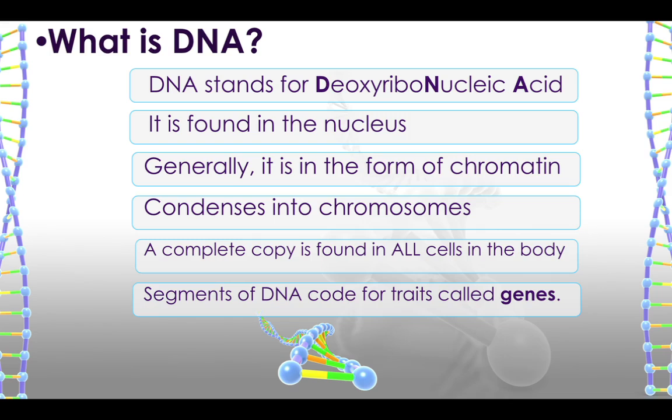Generally, DNA is going to be in the form of chromatin, that thread-like stuff that we saw as we studied our cell cycle and mitosis. It does, though, condense into chromosomes. A complete copy of this DNA is found in all cells of the body, and segments of DNA code for traits that we refer to as genes.